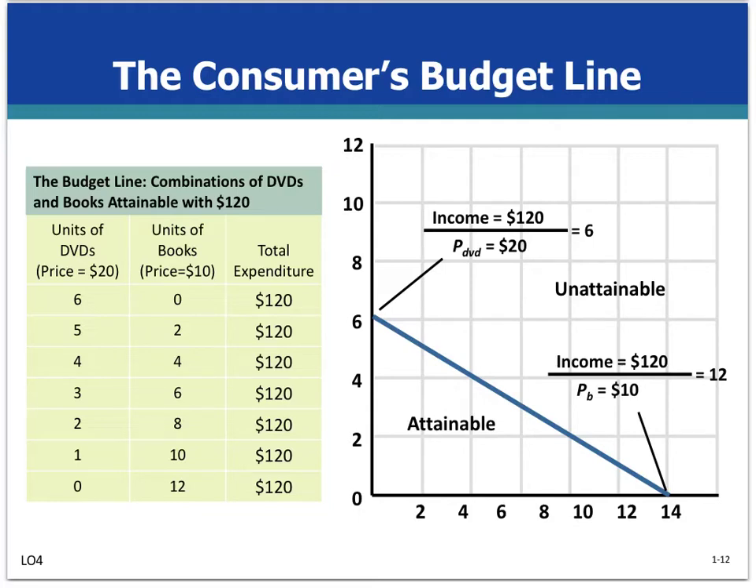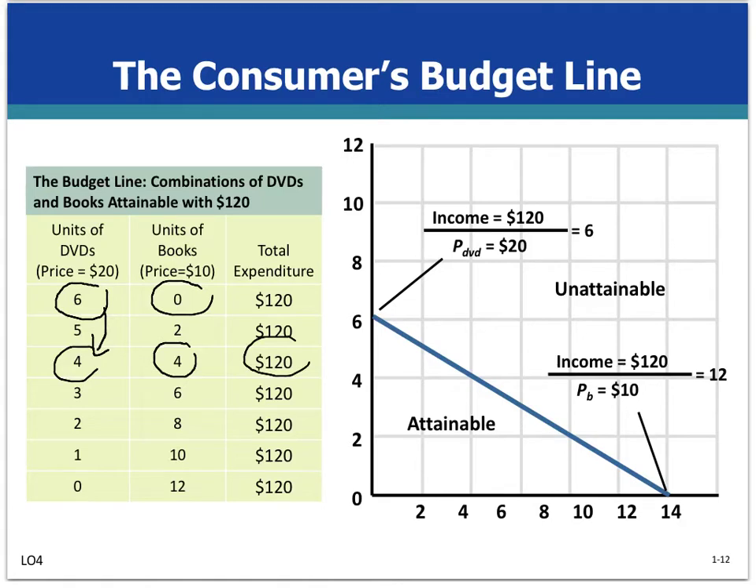Here you will see, if you devote all this $120 to buying DVDs at $20 each, you will buy 6 DVDs. Since you don't have any money left for books, you buy 0 books. This is one extreme point. Or by giving up 2 DVDs, you have 2 DVDs times $20, $40 extra, so you can buy 4 books. You see, 4 DVDs will be $80 plus 4 times $10, $40, and the sum is again $120.